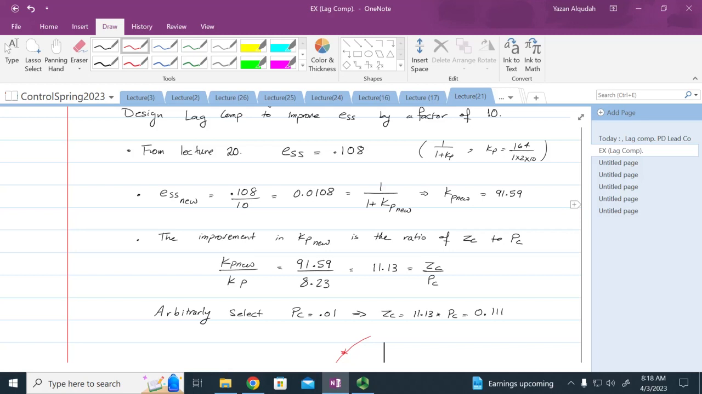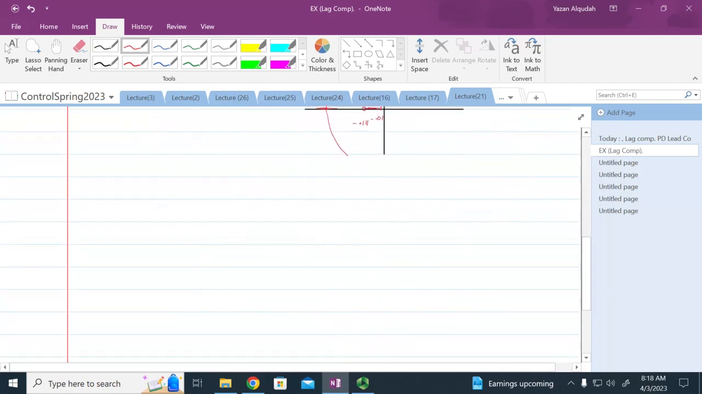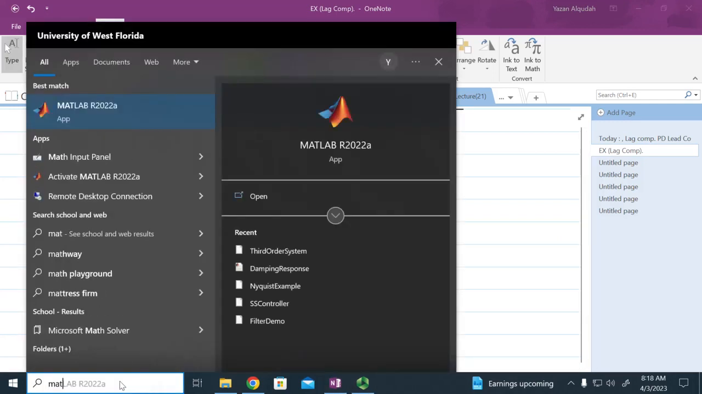Okay, before we move on to the next compensators that we're going to look at, let's just look at what these lag compensators do. So if I look at the example that we just did, now let's open MATLAB and just plot the frequency response for it.